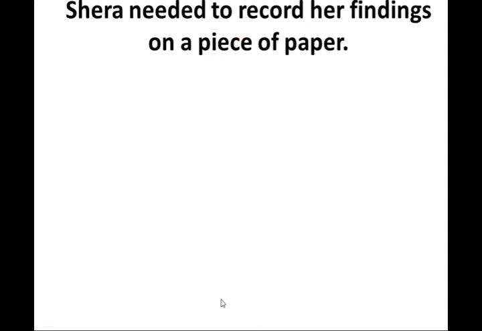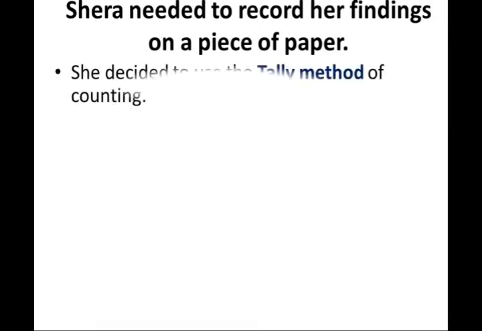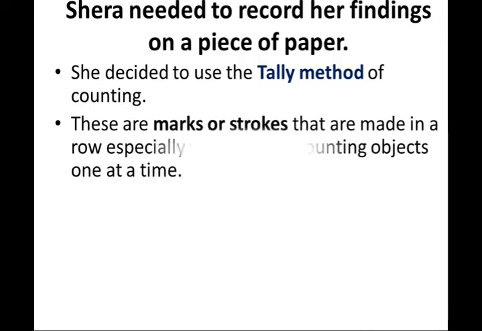Shera needed to record her findings on a piece of paper. She can't just sit there and remember all the different colors of cars that come into the parking lot by just looking at it and observing. She needs to write down what she sees, what she observes. So she decided to use the tally method of counting. What is the tally method of counting? Tallies are marks or strokes that are made in a row, especially when we are counting objects one at a time.